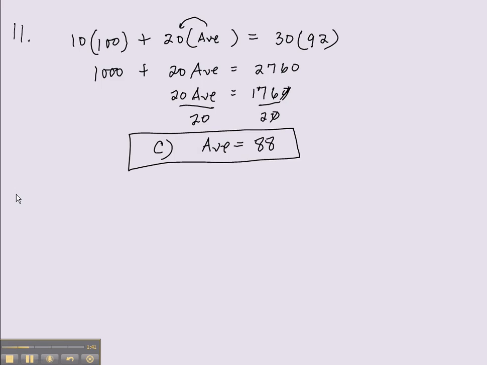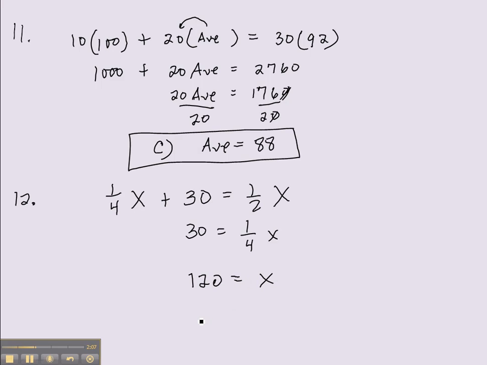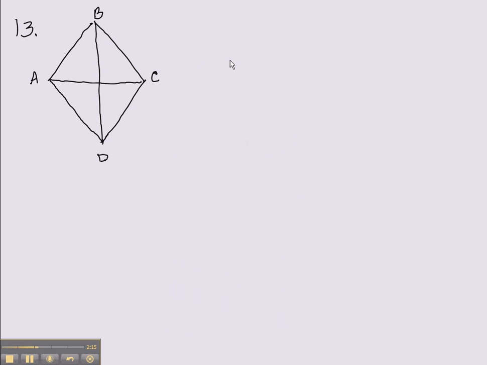Okay, at this business by noon, 1/4 of the company's employees, X, had arrived to work. An hour later, 30 more arrive, which ended up being 1/2 of the number of employees. So we just solve for X. So we'll subtract 1/4 X from both sides, then multiply both sides by 4. And so the company has 120 employees. Answer choice D.